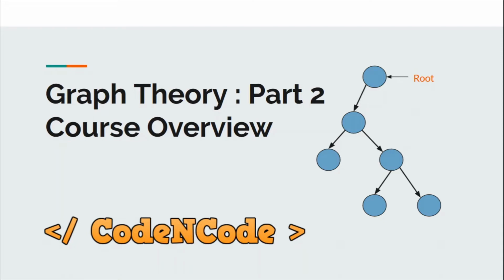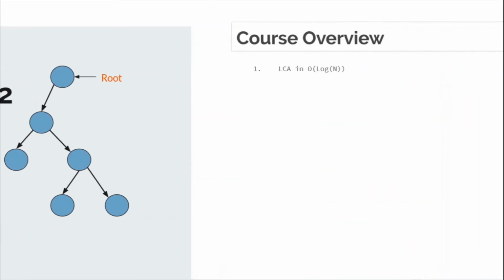This is actually the course overview for the graph theory part 2 course. So in this lecture we are going to talk about the algorithms that we are going to study in this part 2 of graph theory series. The order of these algorithms may be different, but these are the things that we would study. First is LCA, that is lowest common ancestor, finding the LCA of two nodes in a given tree in log n time. We'll be using binary lifting to calculate LCA in log n time.